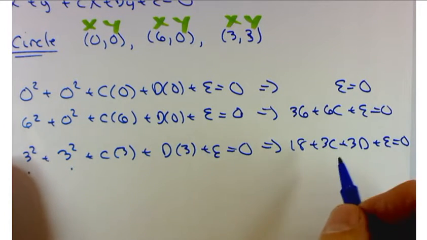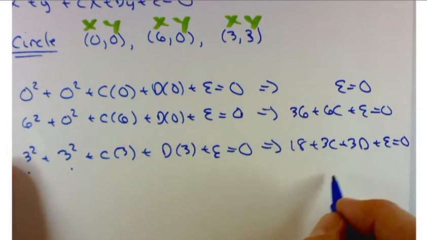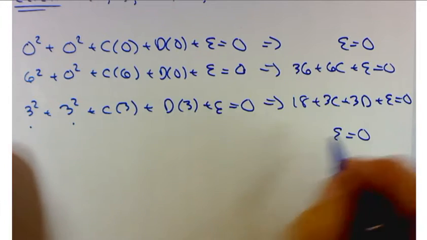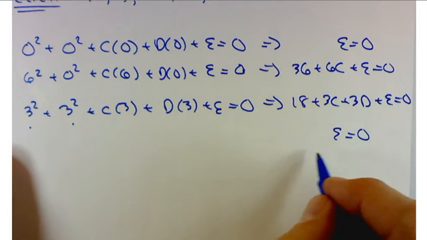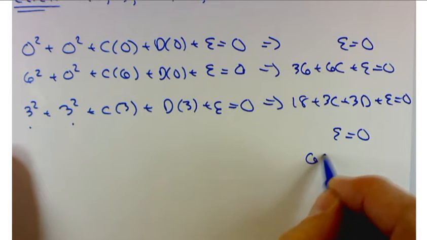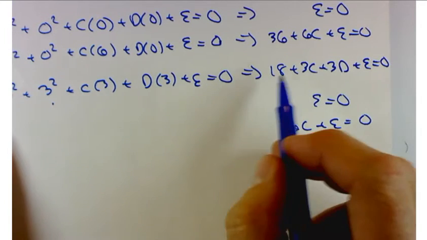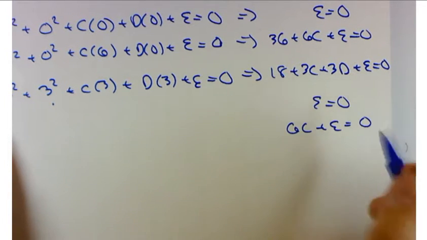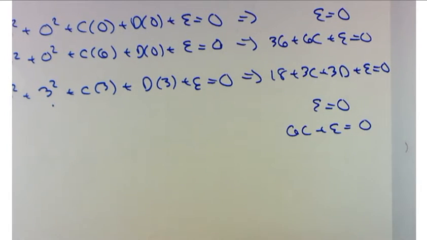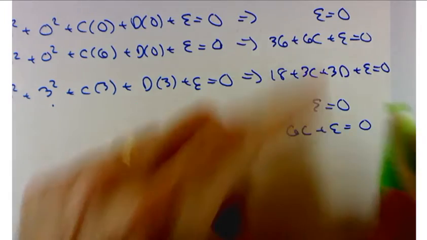And moving the, thanks, negative 36. Negative 36. And moving the 18 to the right hand side. 3c plus 3d plus e equals negative 18.